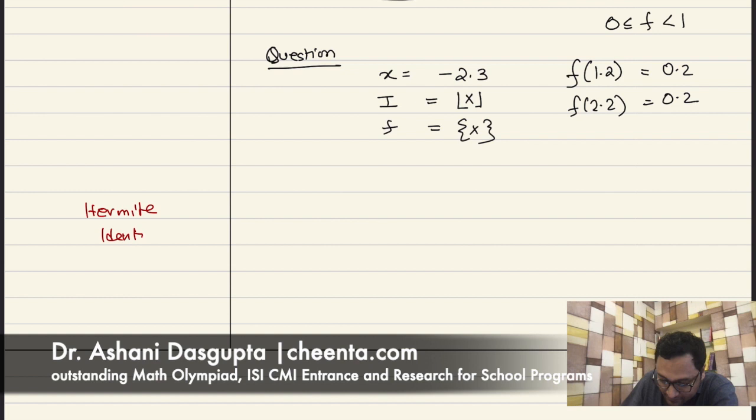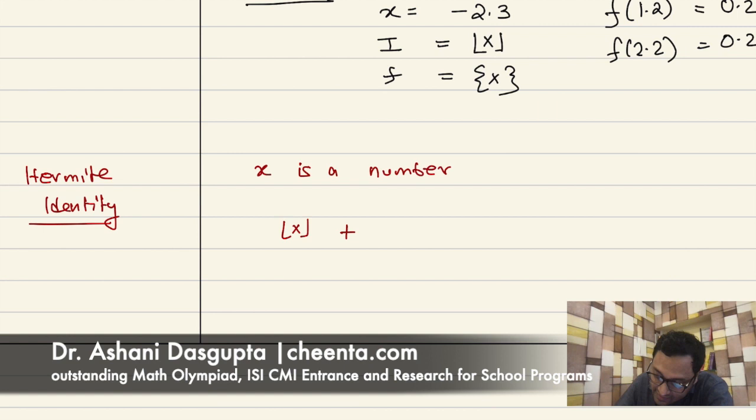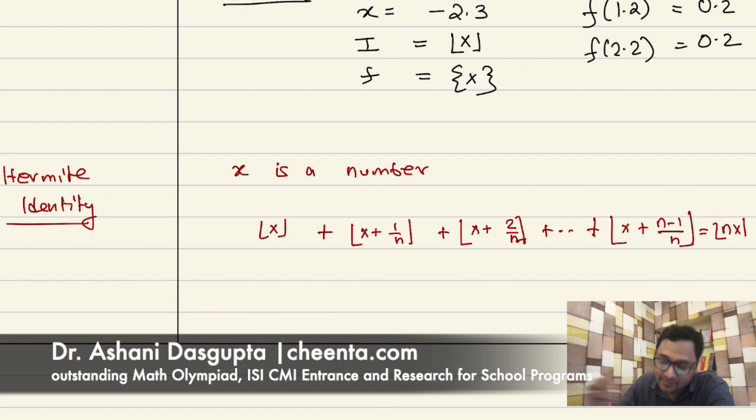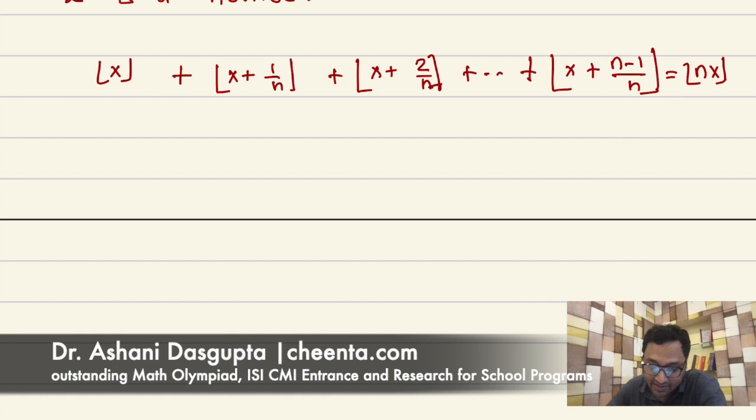It says that let x be a real number, then the integer part of x plus the integer part of x plus 1 over n plus the integer part of x plus 2 over n, up to the integer part of x plus n minus 1 over n, is equal to the integer part of nx. This is the content of the Hermite identity.